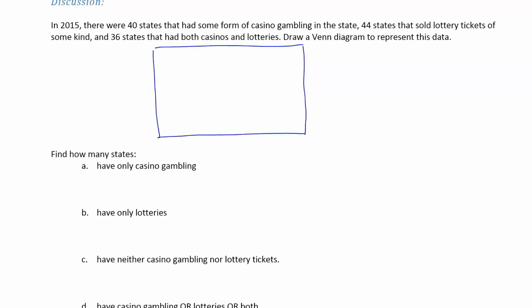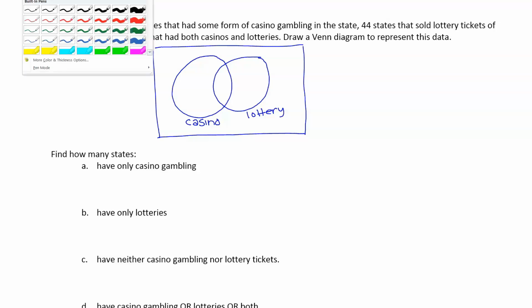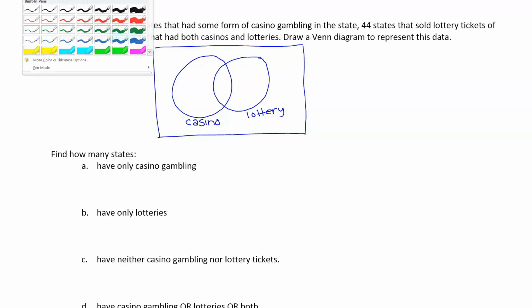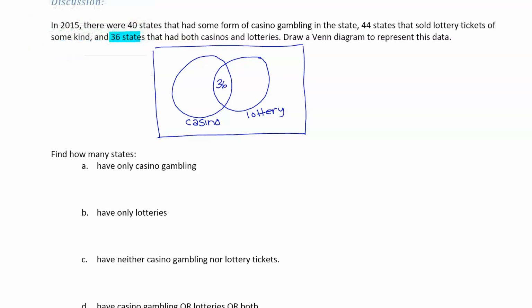So let's draw out the two sets. I'll label the left one as casino and the right one as lottery, and notice they overlap a little in the middle. Now, where do you think the count should go? Well, usually students will start with 36, and they want to put that in the middle because 36 states have both casinos and lotteries. Then we can put 40 on the left-hand side since we have 40 states that have some form of casino gambling, and the 44 on the right-hand side since 44 states have sold lottery tickets.